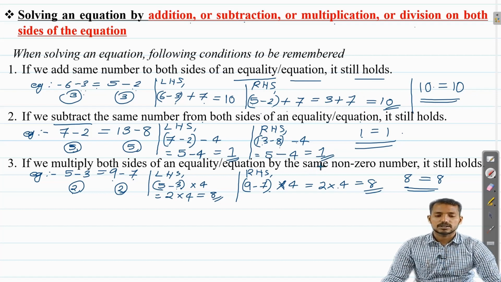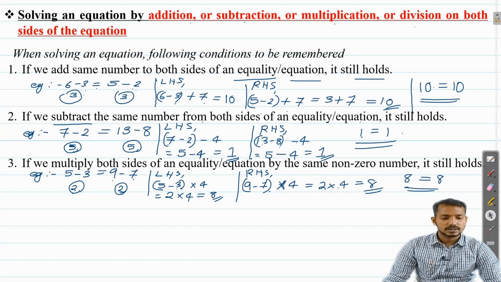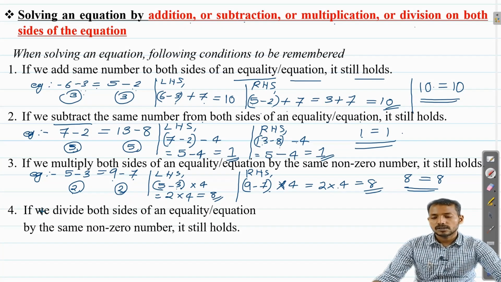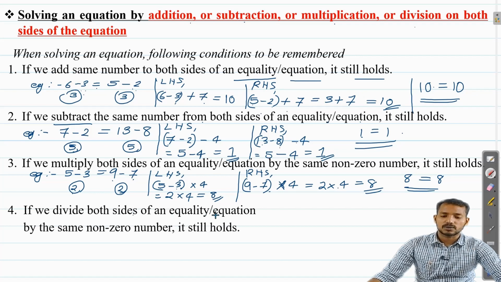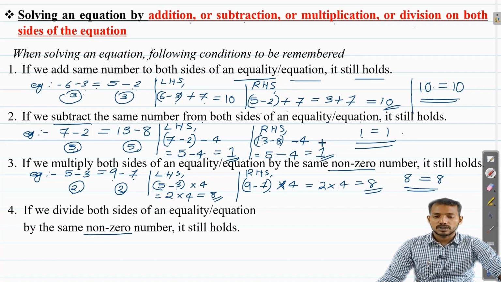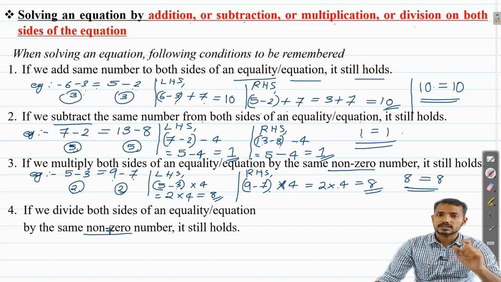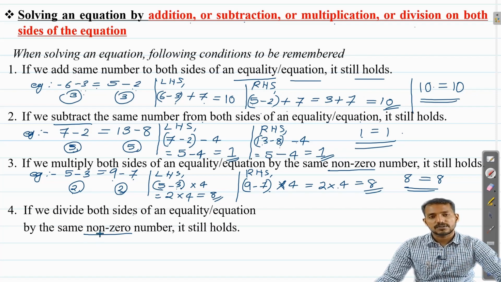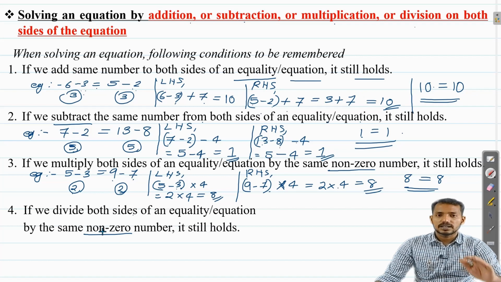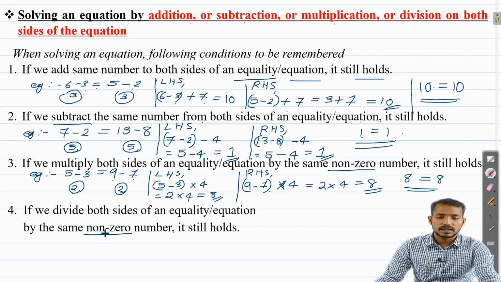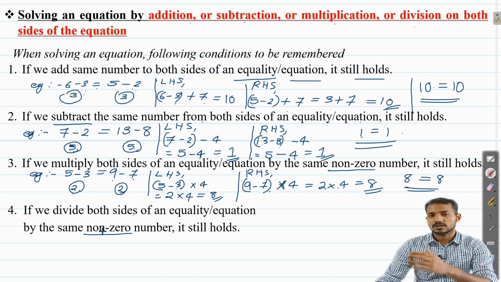Now the last condition is, you can guess that it will be division. If we divide both sides of an equality or equation by the same non-zero number, it should be non-zero. Here also non-zero is mentioned, but in the first two steps it is not a problem, because we already learned in the chapter on integers that if a number is divided by 0, it is not defined. Because of that, we should not divide by 0. We can divide by negative or positive integers, no problem.